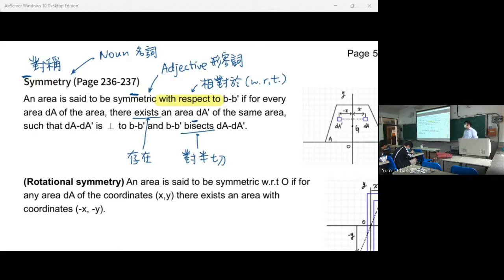So just write down the words, and of course you know something is symmetric and something is not. Something is symmetric and some other members are not symmetric. But here gives a definition.